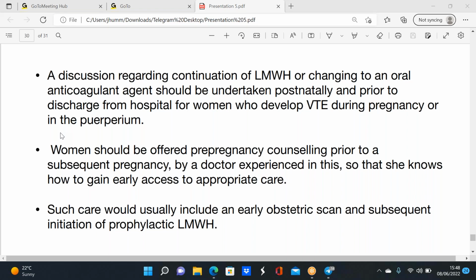And regarding discussion of continuing low molecular weight heparin or changing to an oral anticoagulant, it should be undertaken postnatally and prior to discharge from the hospital. For VTE during pregnancy, counseling is needed whenever she is planning the next pregnancy, and such care would usually involve an early obstetric scan and subsequent initiation of prophylactic low molecular weight heparin. Means in her next pregnancy also she will require prophylactic low molecular weight heparin.